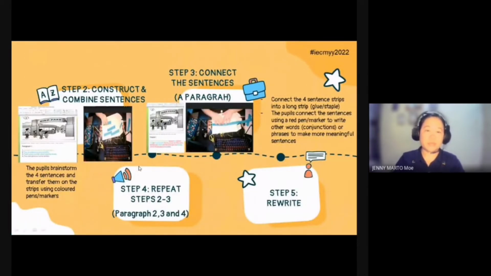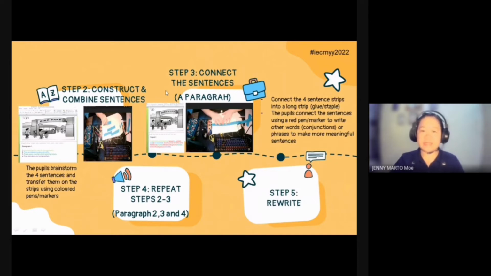Then we move on with step 2. We need to construct and combine sentences. Here, the pupils brainstorm the 4 sentences and transfer them on the strips using colored pens and markers. Right, in this intervention, I gave them 4 pictures for each paragraph, and they are guided with a few words so that they can make the sentences more meaningfully. 4 sentences first in one paragraph.